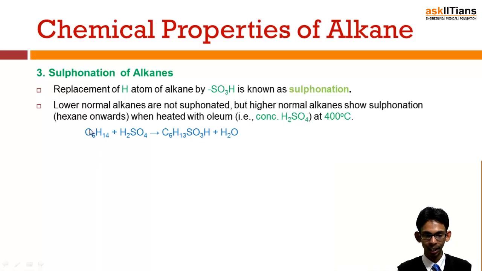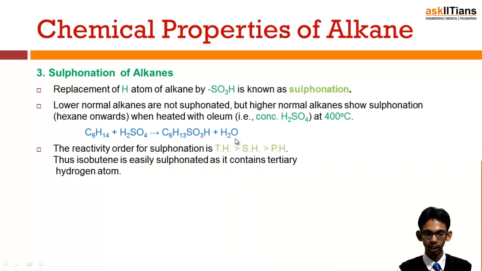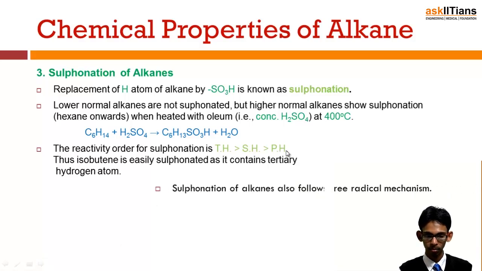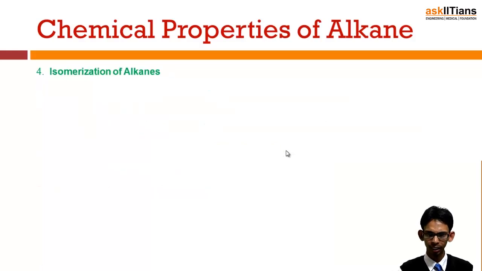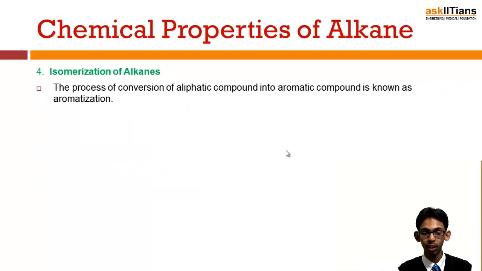Let's say this is hexane, and when it is reacted with H2SO4, it results in the replacement of one hydrogen with an SO3H group and water is produced. Now the reactivity order of sulfonation is tertiary, then secondary, and then primary. Sulfonation of alkanes also follows a free radical mechanism just like chlorination. Next reaction is isomerization of alkanes, that means formation of isomers.